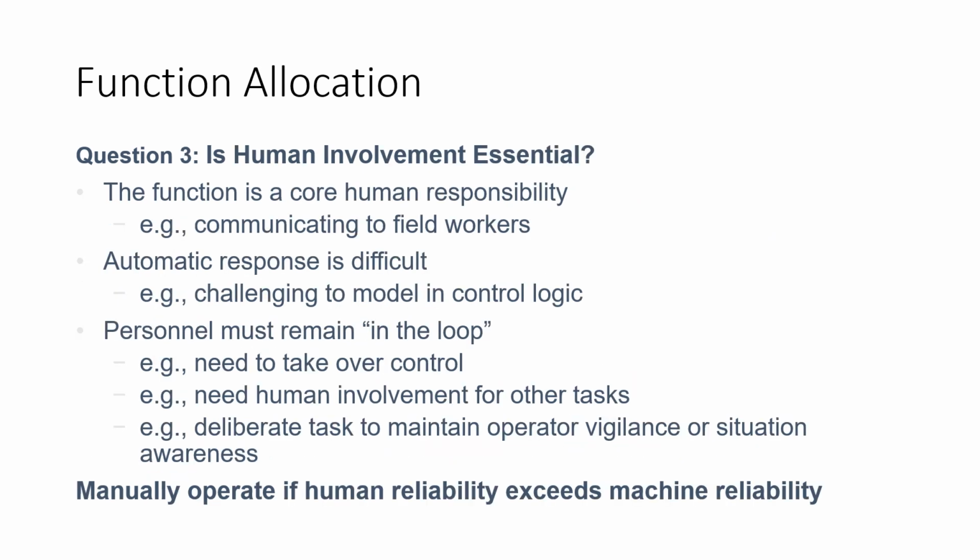Then the third question, is human involvement essential? So the function is a core human responsibility, like communication. Automatic responses are difficult, so challenging to model and control logics. The personnel must remain in the loop. We think they need to take over control, need to have human involvement, or deliberate tasks to maintain operator vigilance or situation awareness.